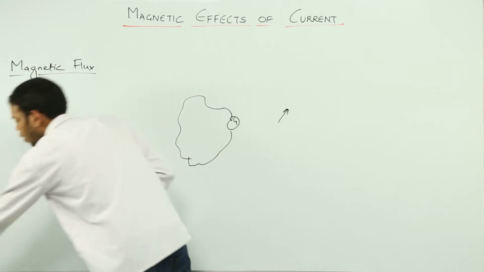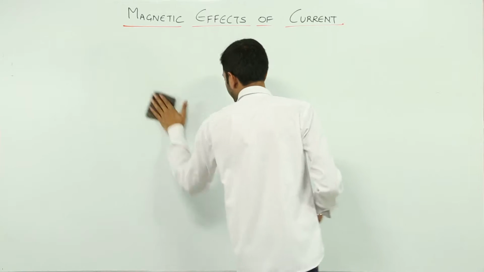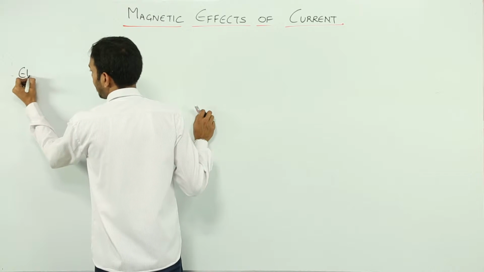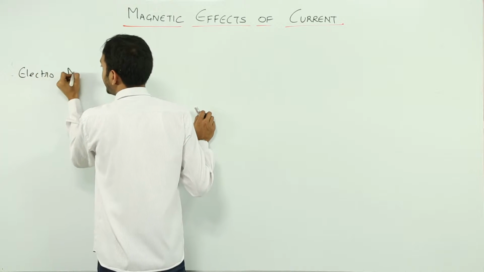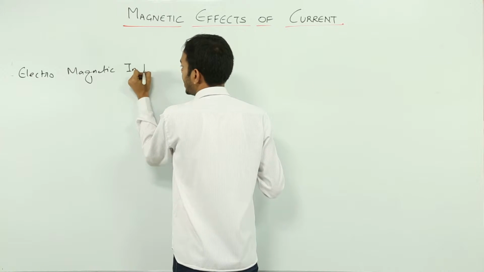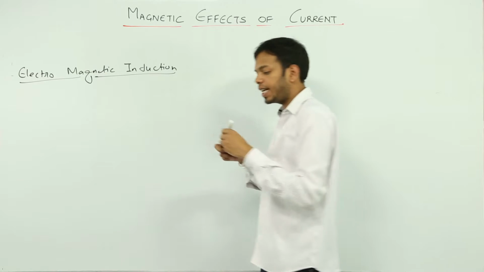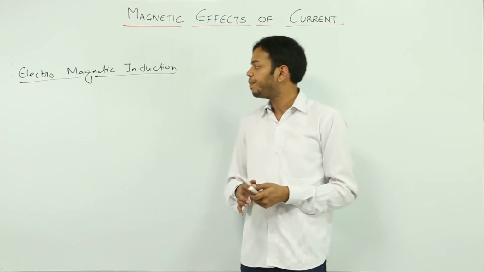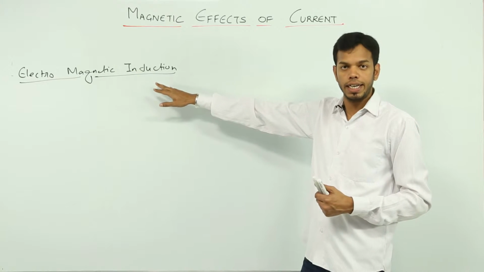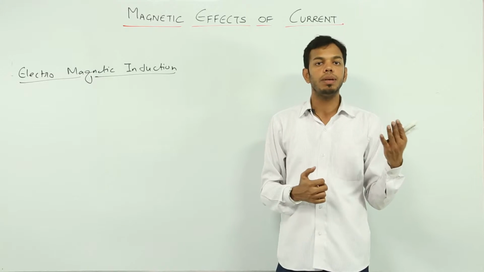This phenomenon was then studied in detail, and the phenomenon was termed as electromagnetic induction. So what is electromagnetic induction? When electric current is produced by itself due to magnetic field, then the phenomenon is called electromagnetic induction. That is the phenomenon of production of electric current by changing magnetic field.